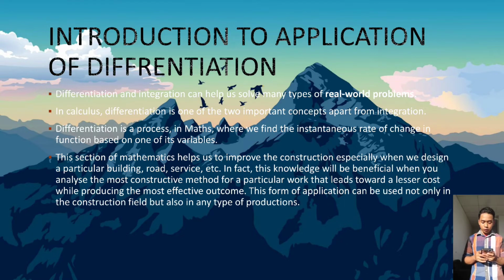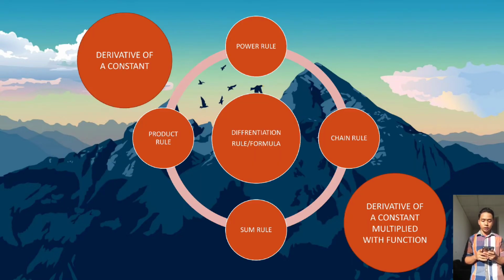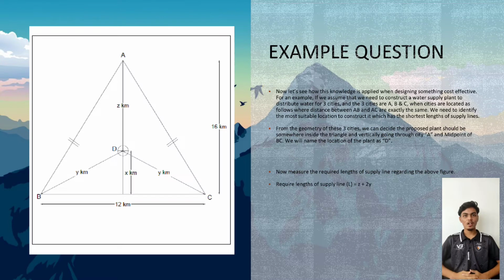And I'm going to introduce you to a few formulas for differentiation. The first one is the power rule, the second one is the chain rule, the third one is the sum rule, and the product rule is the last one. There are also a few rules called the derivative of a constant and the derivative of a constant multiplied with functions. Now, let's see how this knowledge is applied when designing something cost effective.